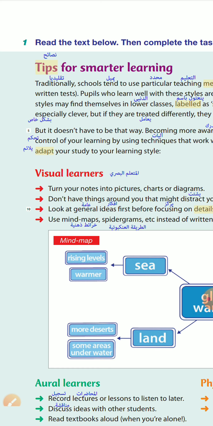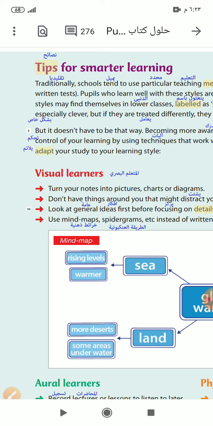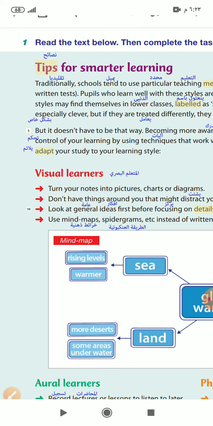Okay. In the last lesson, we have studied about learning styles. This lesson is connected with the last. What are the 3 learning styles? If you remember, yes, they are. There was visual, oral, and physical.